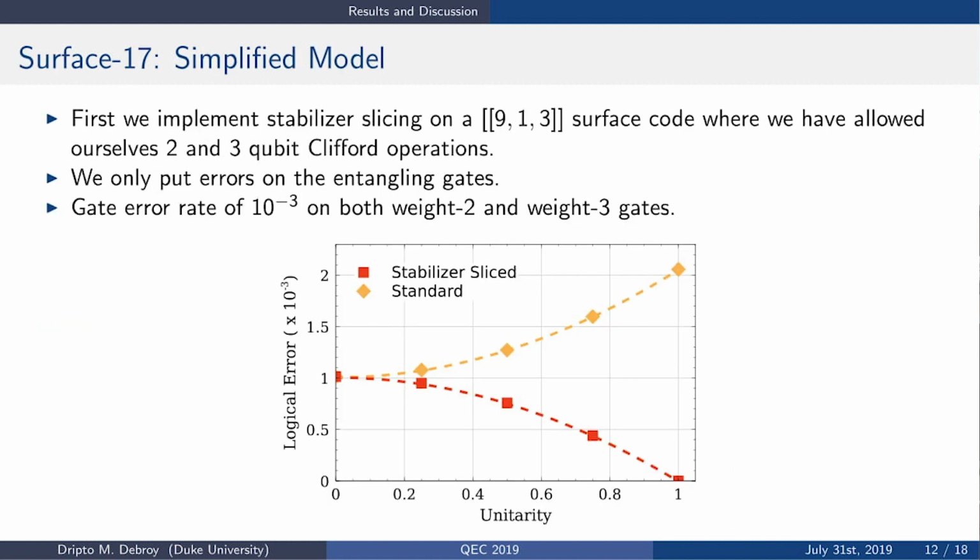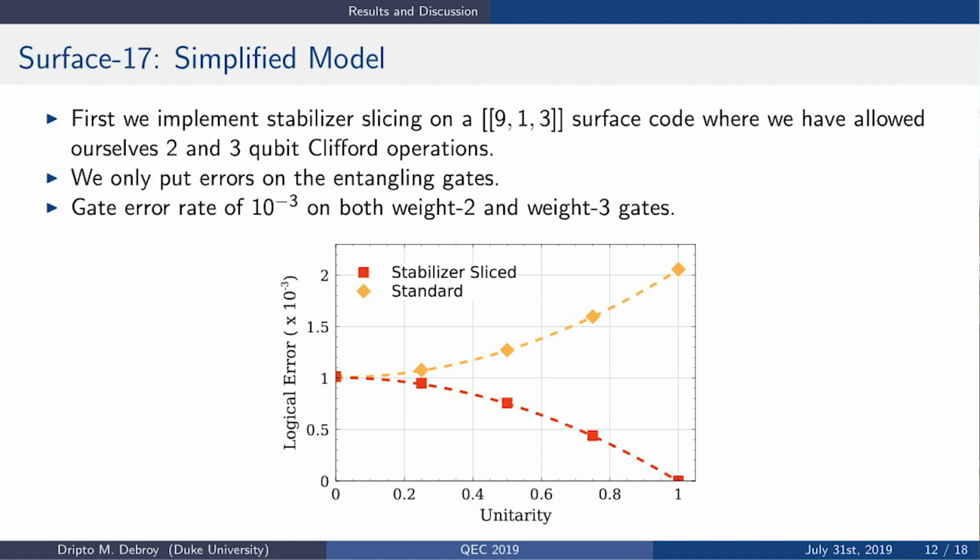So first we're going to look at a very simplified toy model on the surface code. So I gave myself weight-2 and weight-3 Clifford operations. So I wrote the circuit out in terms of controlled-NOT, controlled-ZZ, etc. And then I put errors only on the entangling gates. So my errors were small rotations about the controlled-ZZ axis, etc. So this is a very friendly toy model to our technique, obviously. And so as you can see, it behaves very nicely.